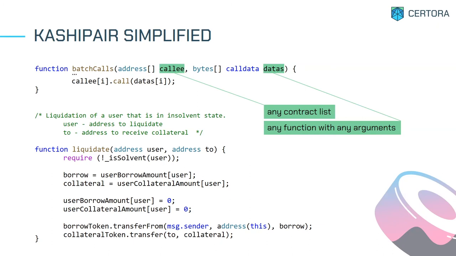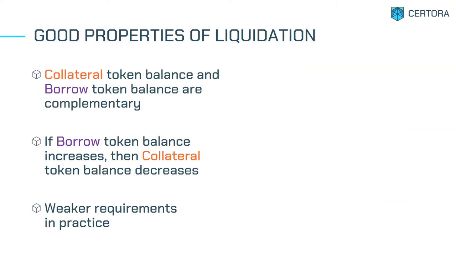Okay, so we go back to these hot reports. We want to define some rules that say what the good properties of liquidation are. This is a good property that the Sushi protocol and others have. If you have collateral and you have borrow, they are complementary. This means if the borrow token increases, you expect the collateral token to decrease. This is a property you're looking for outside the system, independent of its implementation.